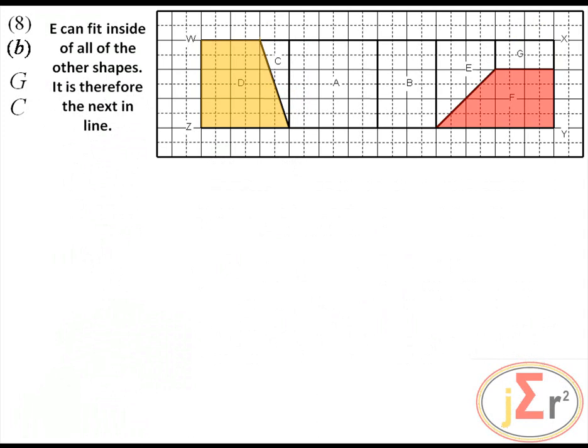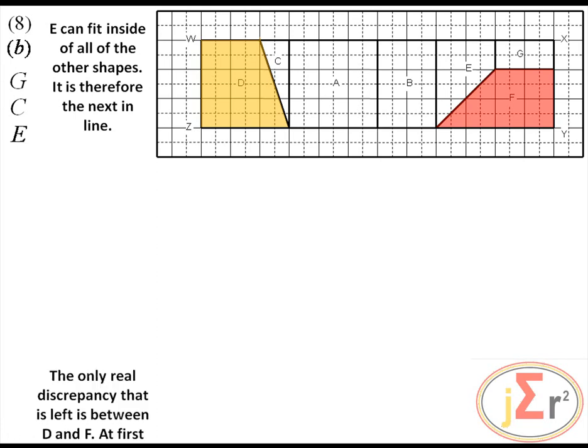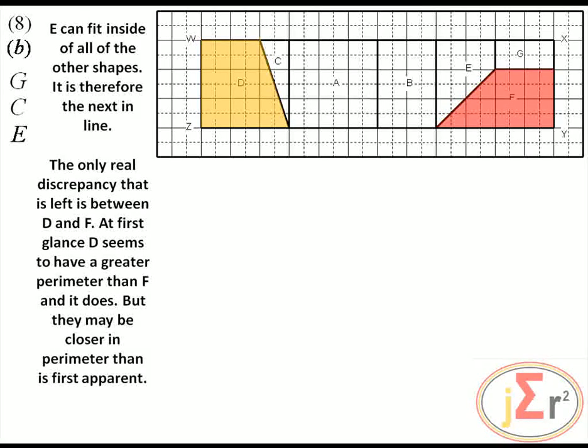E can fit inside of all of the other shapes. It is therefore the next in line. Now this one is E and we know that it can fit into all of these. Since it can fit into those, we know that for convex polygons, its perimeter will be less than the perimeter of those that it fits into. Therefore, we are sure that E is of smaller perimeter than the remaining shapes. So E goes next.